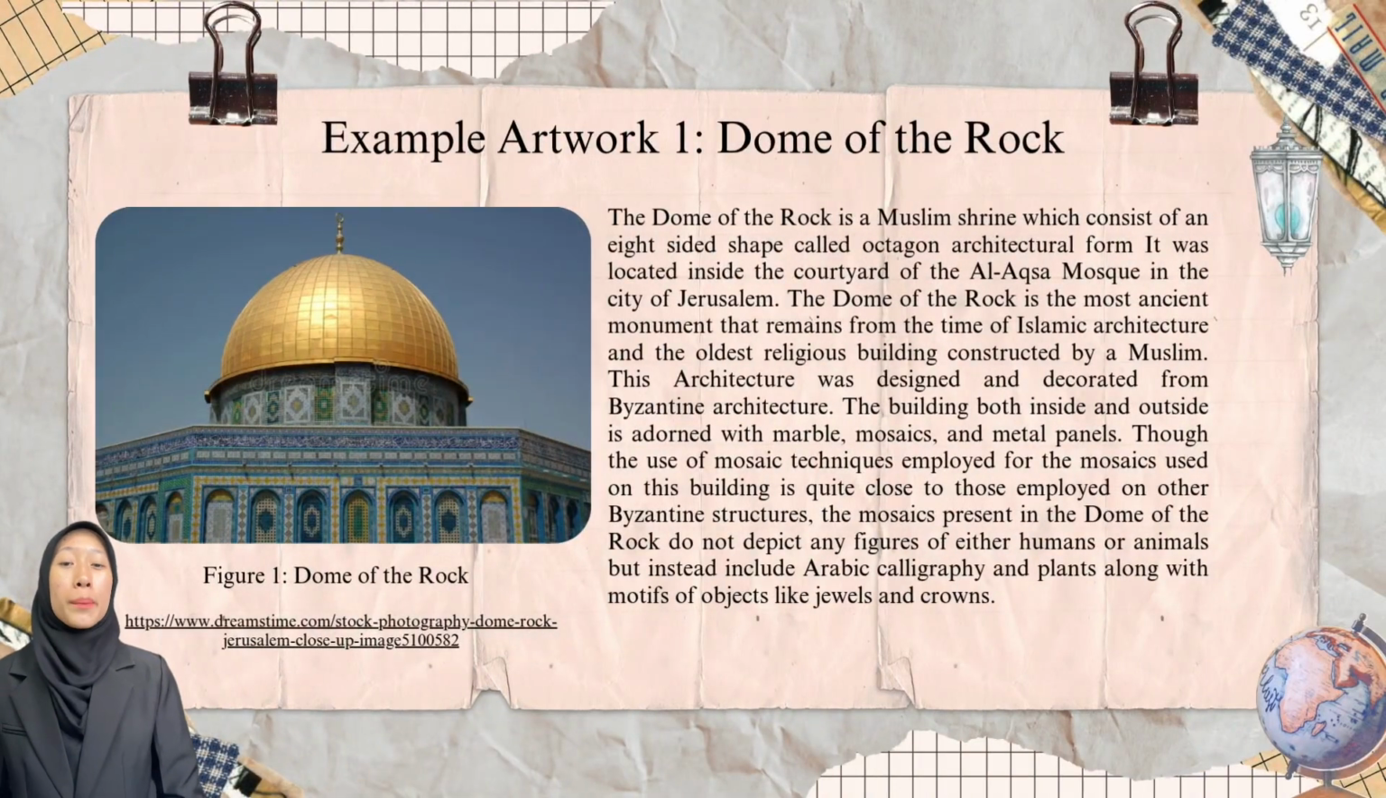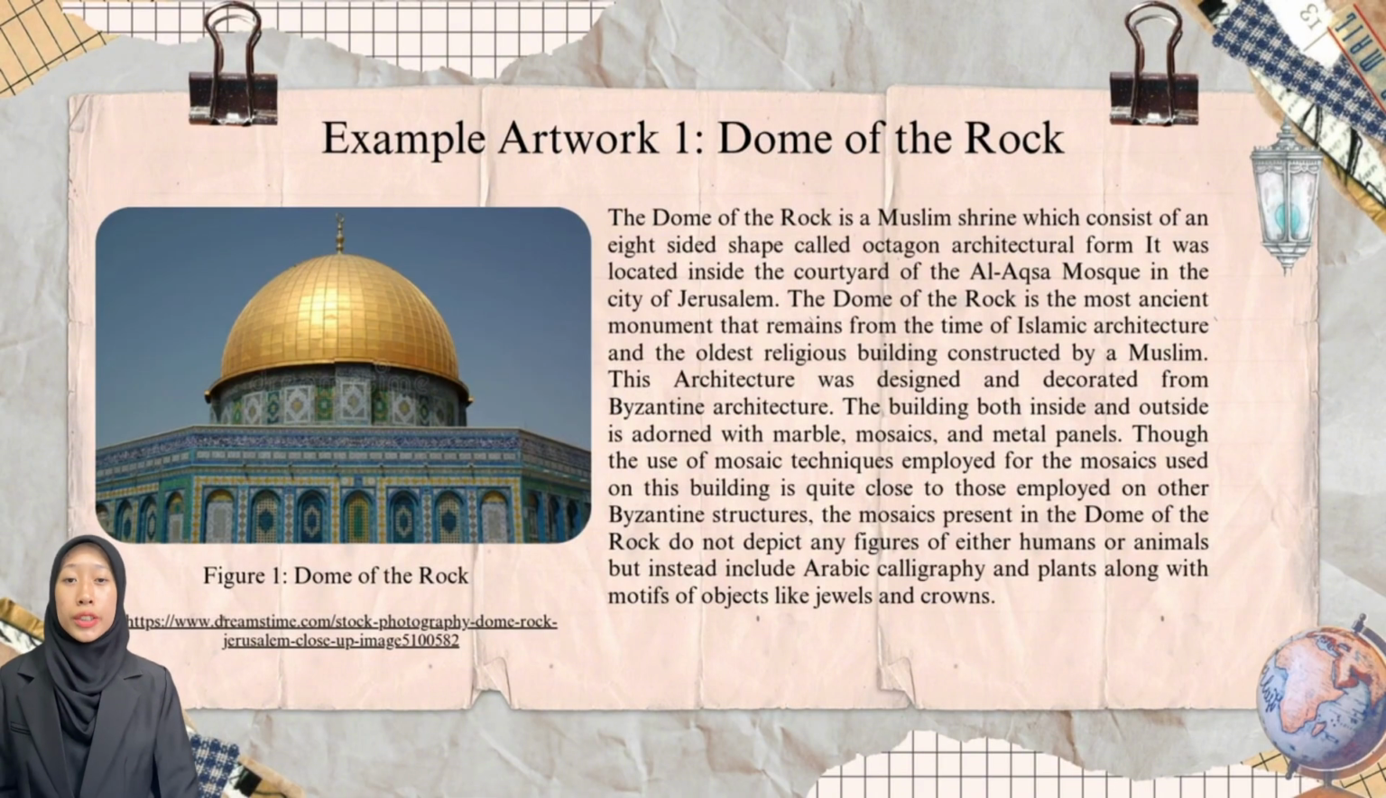Let's move to example artwork 1, the Dome of the Rock. The Dome of the Rock is a Muslim shrine. It has an octagon, which is an 8-sided shape. It is located in the courtyard of Al-Aqsa Mosque, Jerusalem. It is the oldest Islamic monument and the earliest Muslim religious building that's still existing.